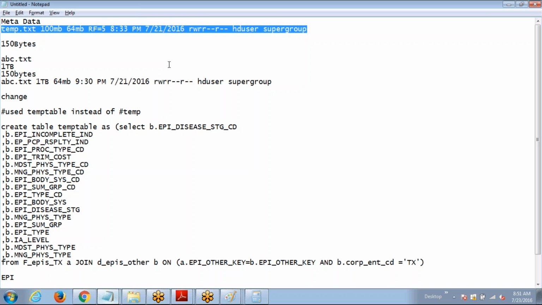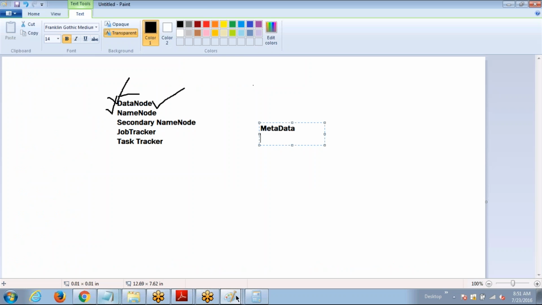Clear? What is metadata about your file? Metadata includes this. This is the information about your metadata. Your file name, your total size of that file, what is your default block size when you are trying to copy that file into your HDFS file system, and what is your replication factor for that file, and when did you modify that one, or when did you copy that one, and who can access that file, permissions indirectly, and who is the owner, and what group that owner belongs to. This is the information that you have to maintain in your metadata for each and every file.